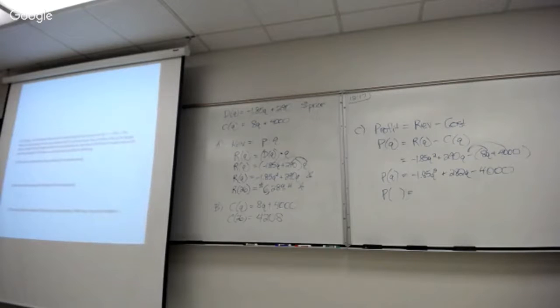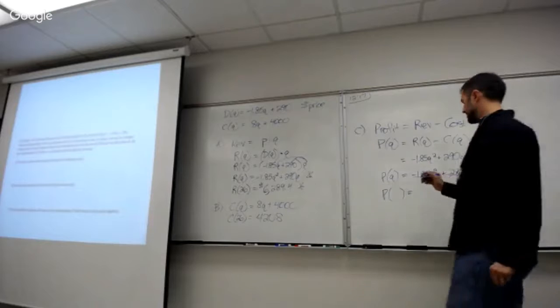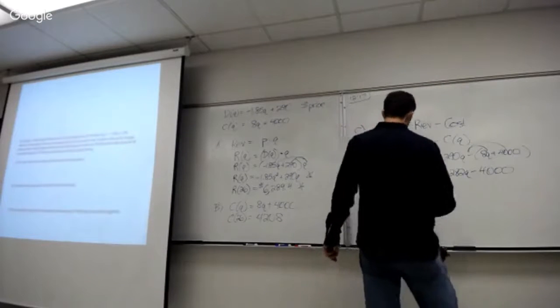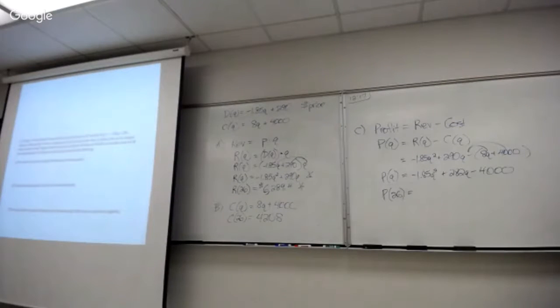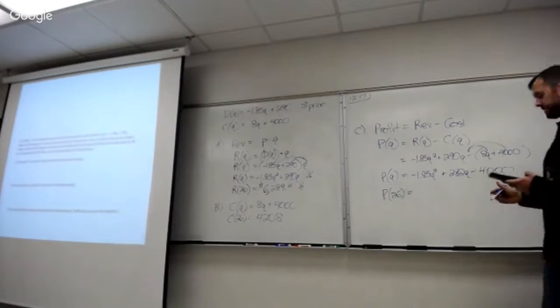Now what do we want to find? Yeah, the profit for 26 items. And again, at that point, you don't have to show me any work. You just type it into your calculator. So negative 1.85 times 26 squared plus 282 times 26 minus 4,000.